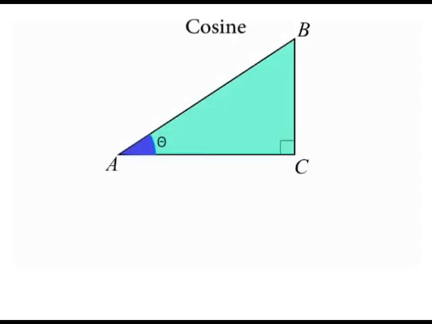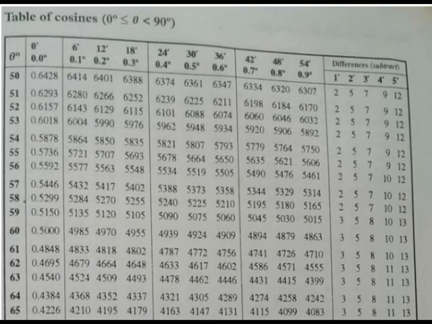Lastly, cosines of angles. The ratio of the adjacent side of an angle to the hypotenuse of a right angle triangle is called the cosine of that angle. And so cos theta is equal to adjacent over hypotenuse. The tables of cosines give cosines of angles between 0 and 90 degrees. But unlike tangents and sines, cosines decrease as angles increase. Cos 0 is equal to 1 and cos 90 is equal to 0. The values in the differences column are subtracted and not added.